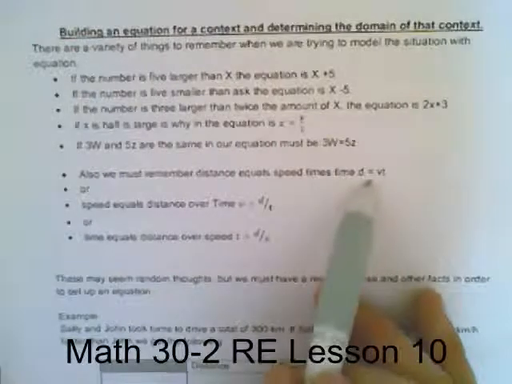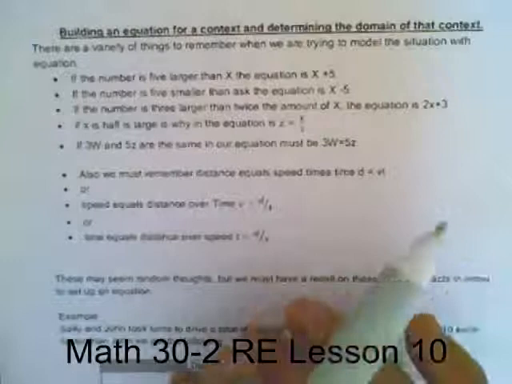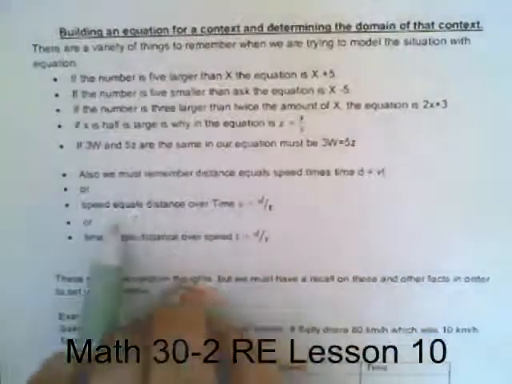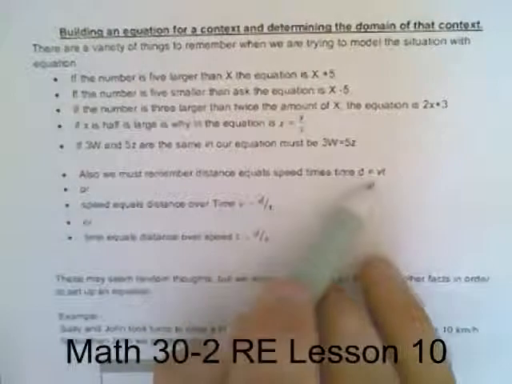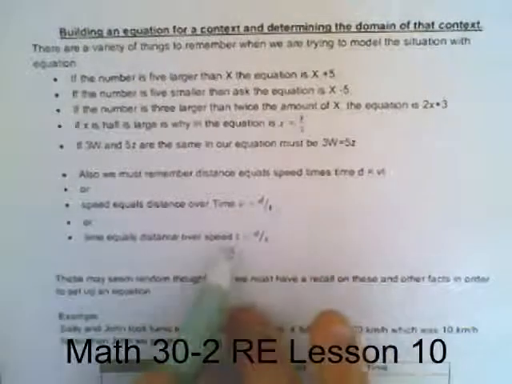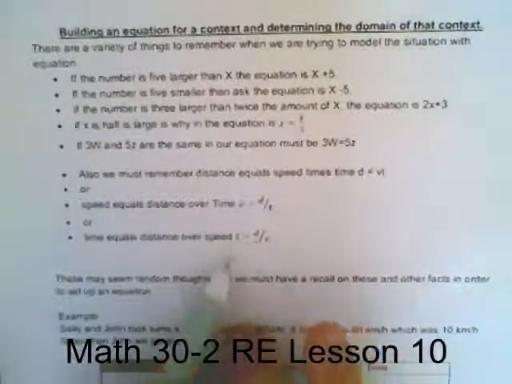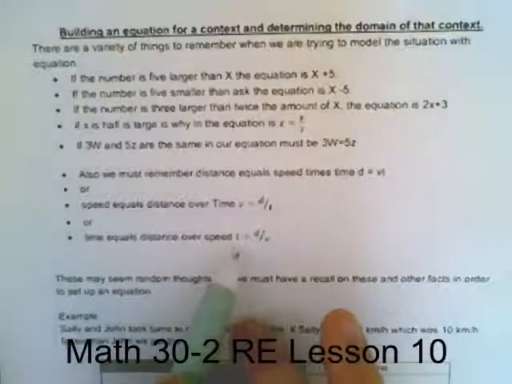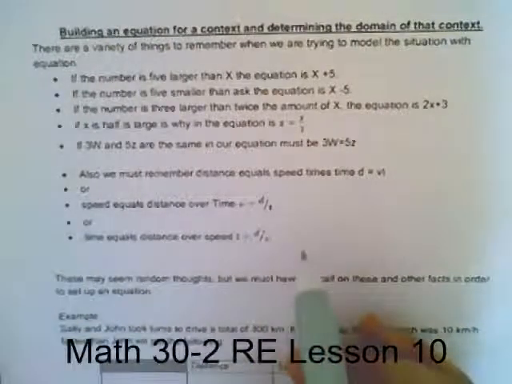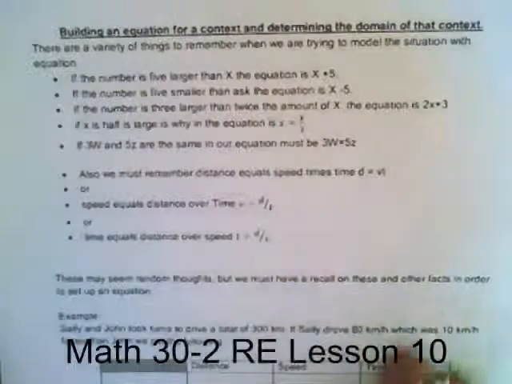But the biggest one I want to talk about is this. Distance equals speed times time. Or if you're a physics guy, velocity times time, and it's displacement, and I get it. However, for Math 30-2, we don't worry about that too much. Speed equals distance over time. So you just divide by time. Or you could divide by speed and get time equals distance over speed. Okay? So you've got that idea.